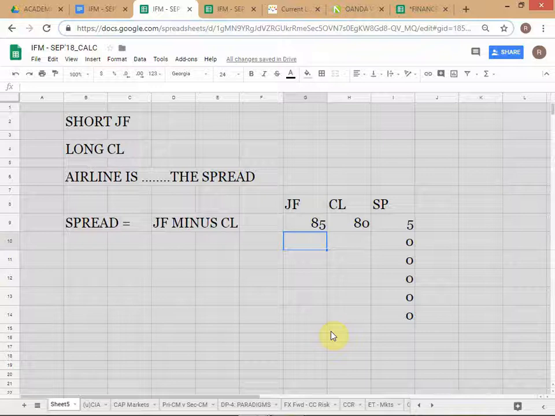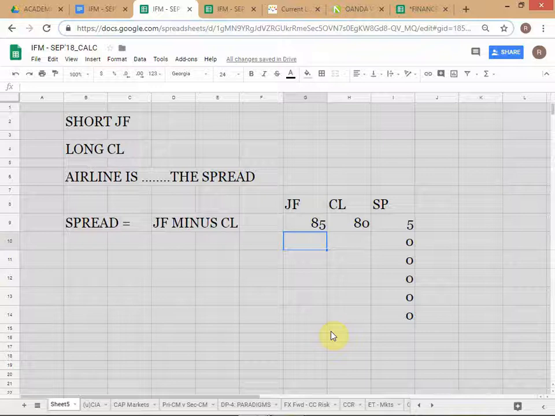Okay, so we are defining the spread as JF minus CL. Now we are required to make a statement, to be very specific, about this airline's position. Because they were naturally short jet fuel, they bought crude oil futures as a hedge. So now we are saying they have a spread position, and we have defined the spread already. The only thing that remains is to specify the airline's position in the spread.